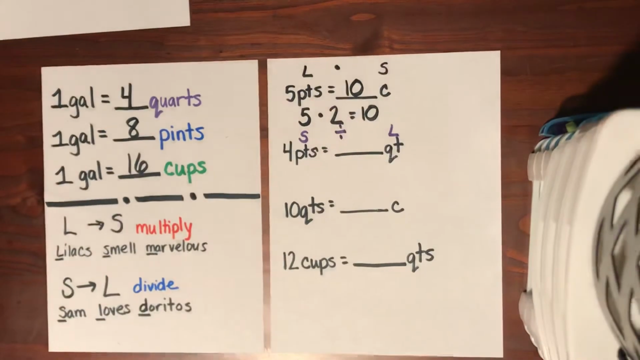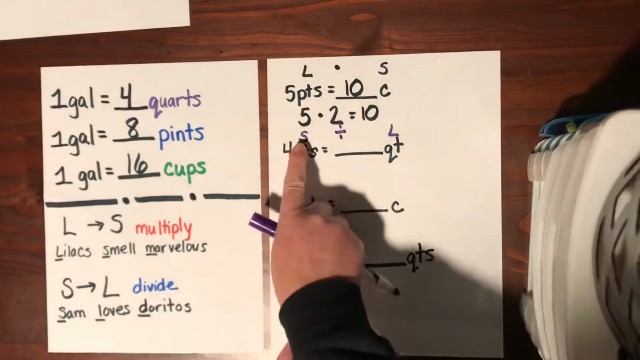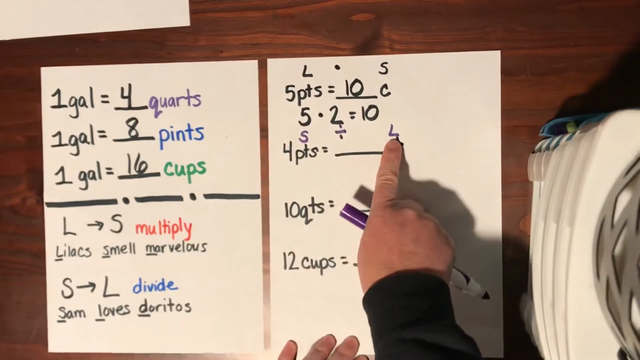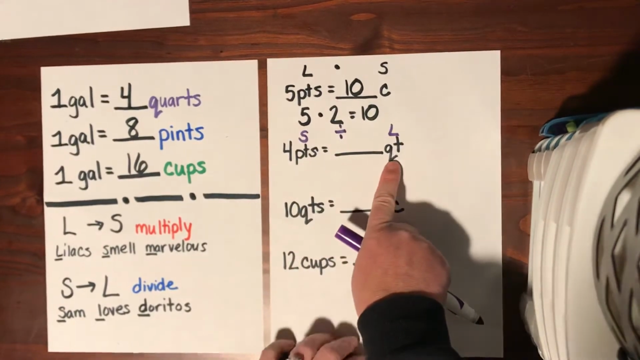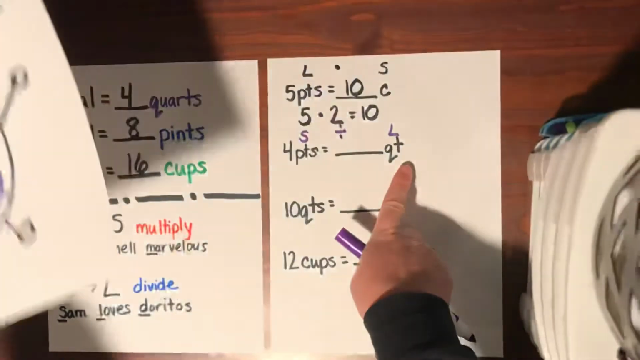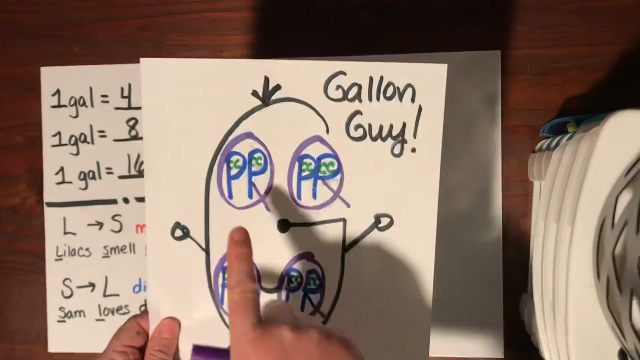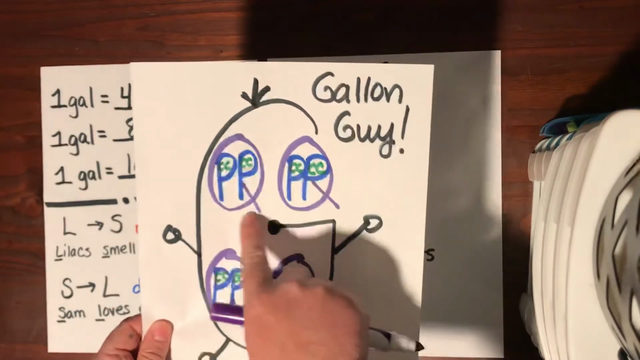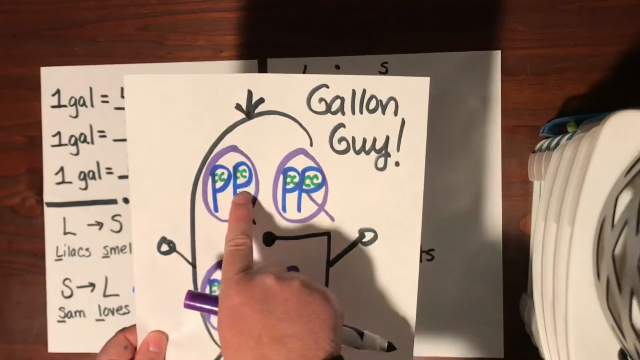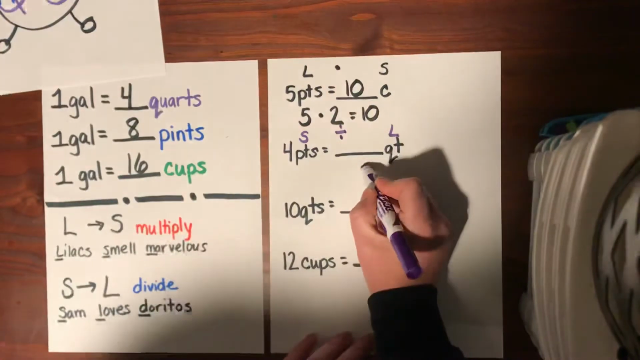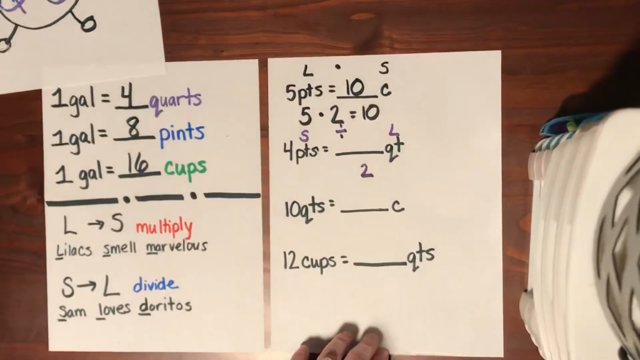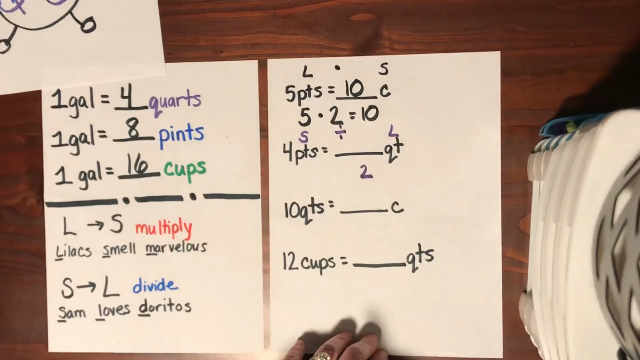Now, once you know the rule, we're going to divide. We're going to ask ourselves a second question, and we're going to say, how many of the smaller units are in the larger units? So how many pints are in a quart? You can refer to your gallon guy. How many pints are in 1 quart? There are 2 pints in 1 quart. So there's 2 pints in every quart.